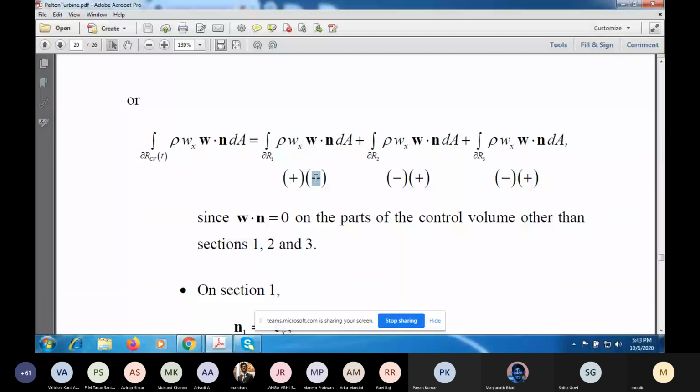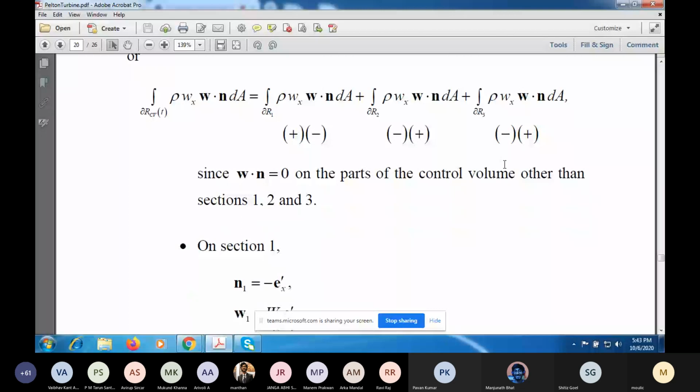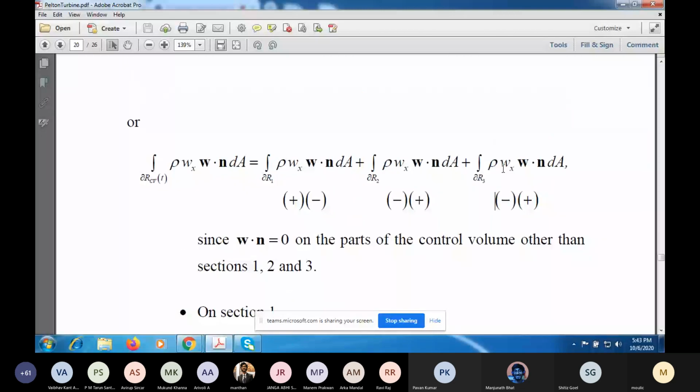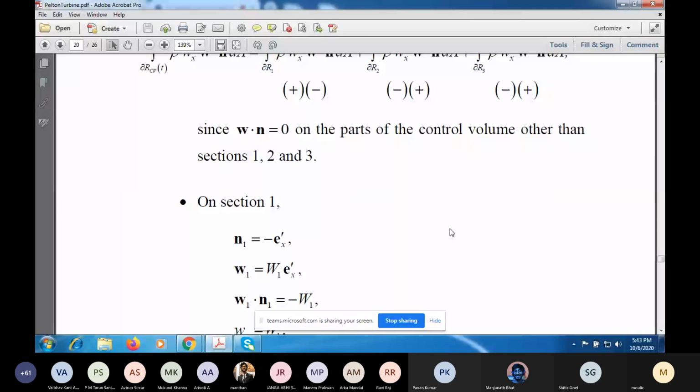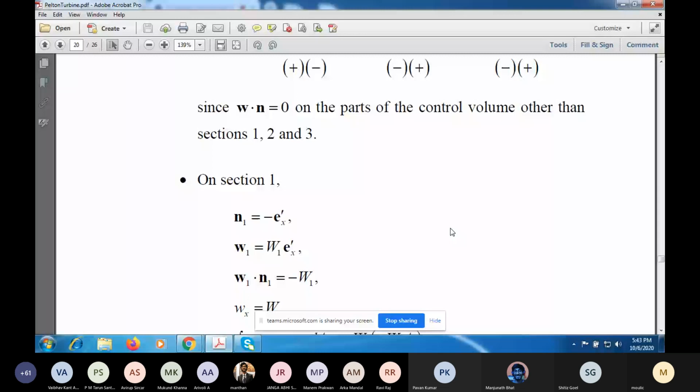So plus times minus will give you minus, and here minus times plus and minus times plus. That means all these three terms will be negative. So this sign here is important. Sign has a physical significance. If you make an error in the sign, then your whole answer will be wrong. I make this suggestion every time I teach a course on fluid mechanics: write down the signs below, so that when you see the final result, you can see whether or not you have made any careless error.